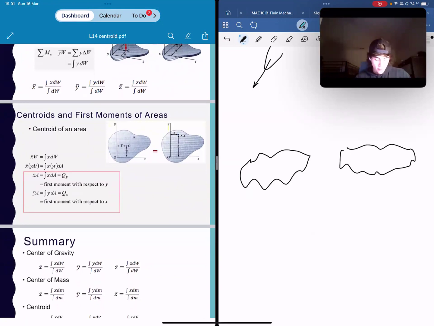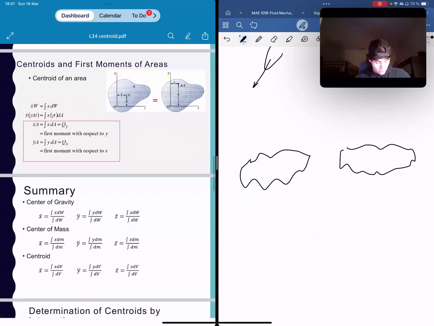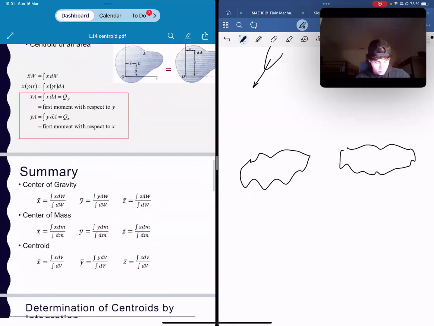We have first moments, moment of inertia. What does moment of inertia mean? It means that the body has a tendency to rotate around a point, right? So how is that described? It's described by these equations right here: the integral of x dA equals Qy, and the integral of y dA equals Qx.